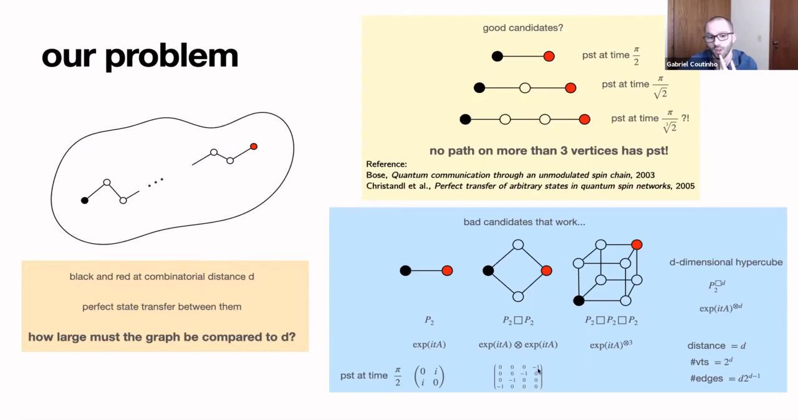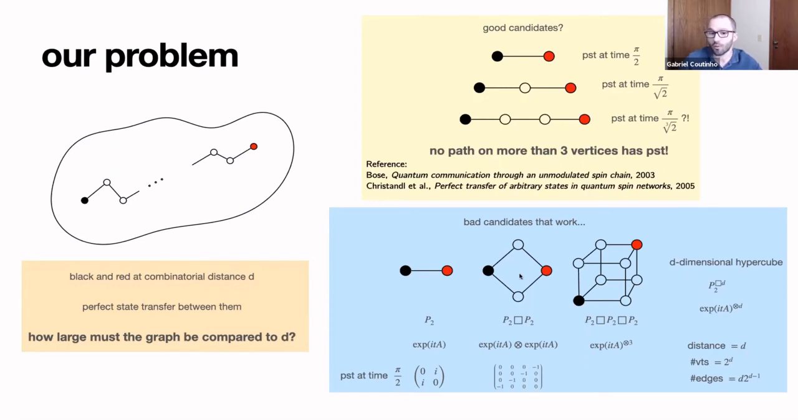And again, this off-diagonal entry of absolute value equal to one means that there is perfect state transfer in this graph between black and red. Actually, there is perfect state transfer from black to red, from red to black, and also from this white to this white.